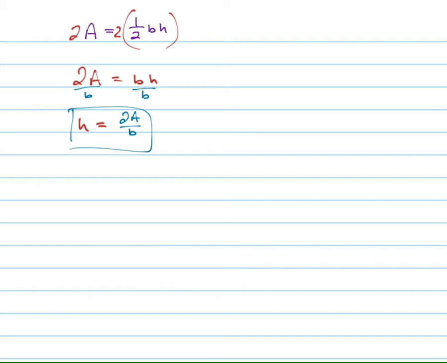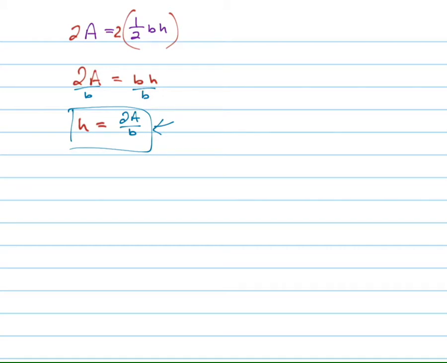So our original formula was A equals 1/2 bh, which is helpful if we know b and h and we want to find the area. So if you know the base, now you can find the area. Now, if we know the area and the base, we have a formula that will give us the height.